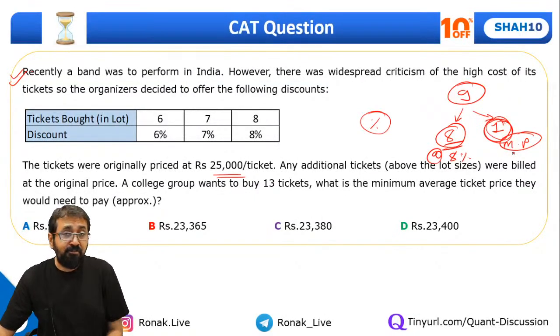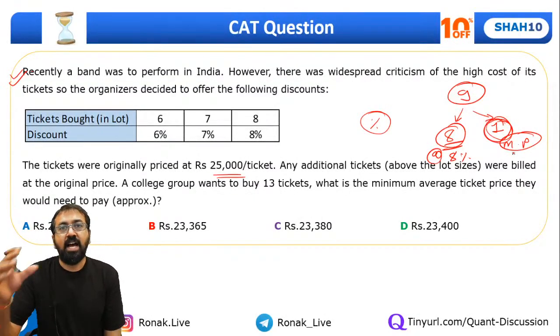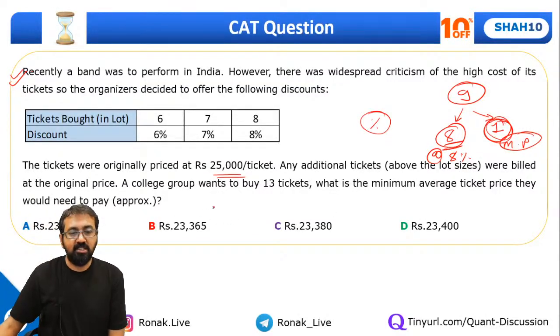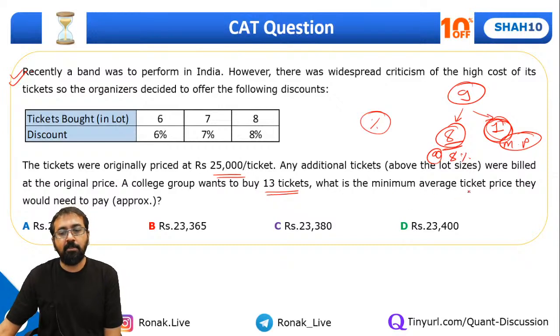But if I buy 15 tickets, then I can buy 8 tickets in a bunch of 8, so I'll get 8% discount on each of the 8 tickets, and the remaining 7 tickets as a bunch of 7. So on those 7 tickets, I'll receive a discount of 7%. Correct? So how will we calculate the total discount in this case? A group wants to buy 13 tickets. What is the minimum average ticket price they would need to pay approximately?